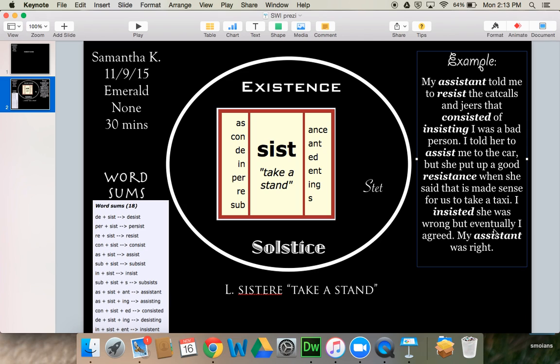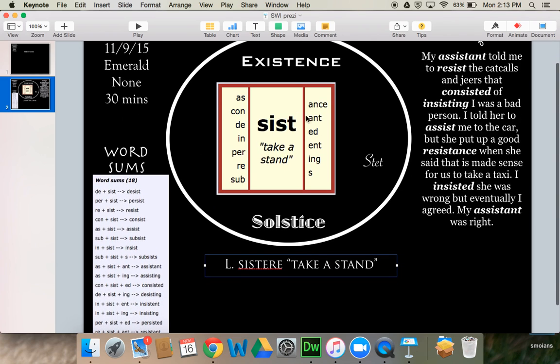My assistant was right. So the words that I used here were assistant, resist, consisted, insisting, assist, resistant, resistance, insisted, and assistant again. So those were really fun. The root is Latin sistere. I have all of my word sums and my matrix. And this was my project.